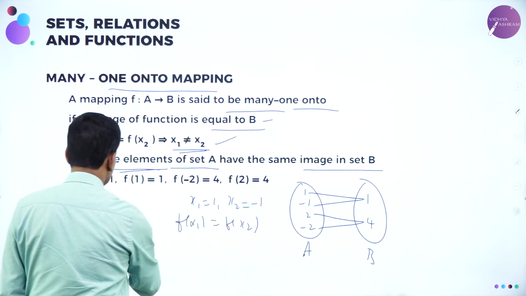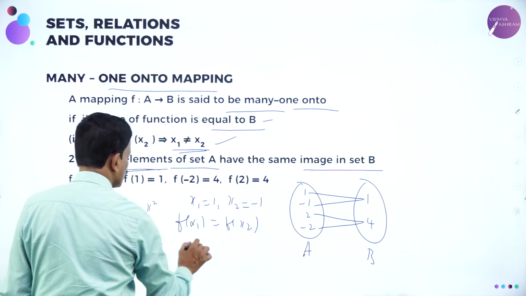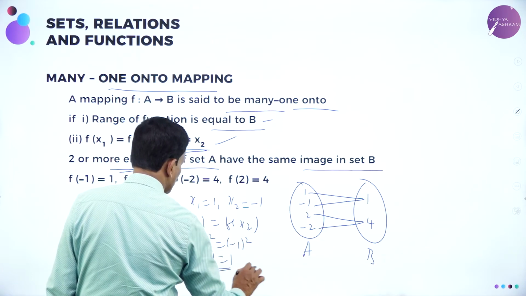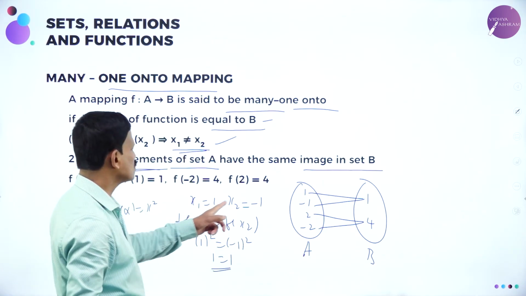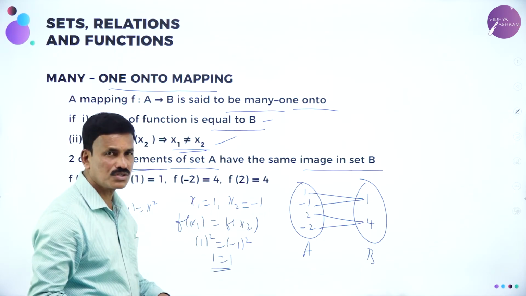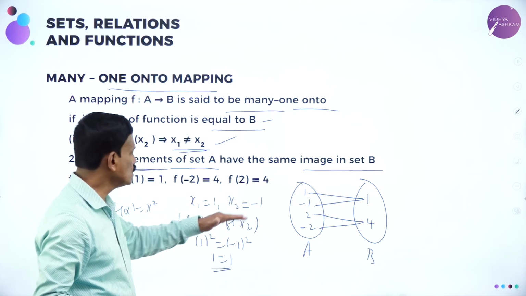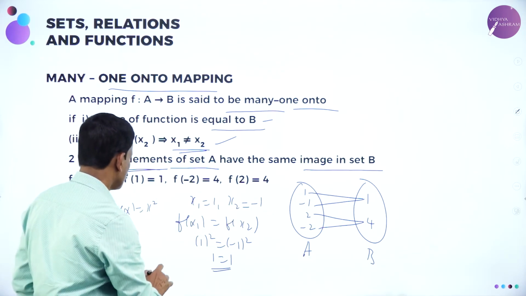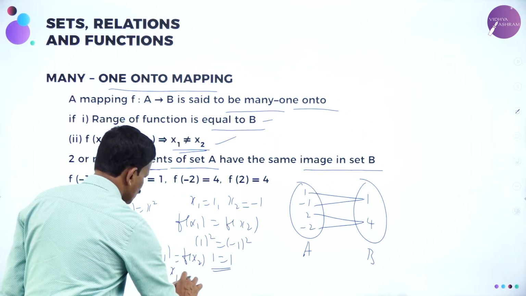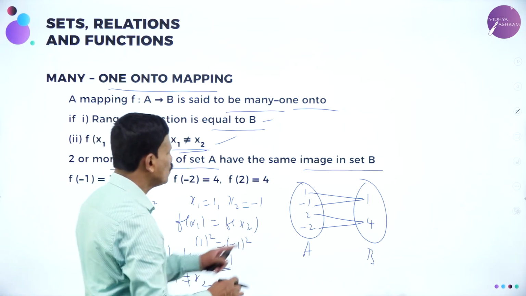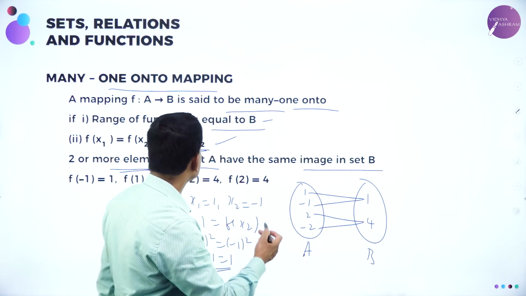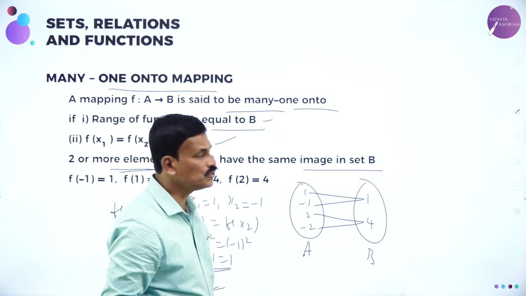That is, if you take the function f of x is equal to x square, this is 1 square, minus 1 square, 1 is equal to 1. So, different elements will have the same images. So, x1 is equal to 1 and x2 is equal to minus 1. That means x1 is not equal to x2 implies f of x1 is equal to f of x2. So, 1 and minus 1 will have the same image, 2 and minus 2 will have the same. Therefore, this is an example for a many one onto function.